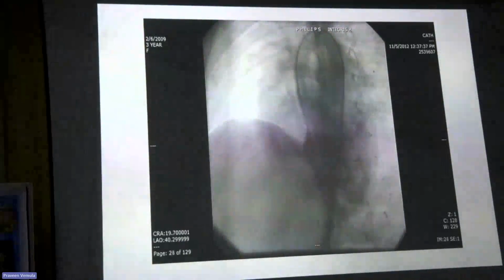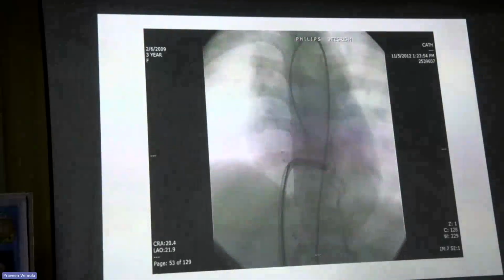You have a VSD device closure here, in which the first step is actually defining the VSD. So we have an LV angio there. It shows the VSD. Then we have passed, it's an antegrade approach. We have actually passed the device there, almost no shunt, and then released the device. You can go antegrade and you can go retrograde. Antegrade is when you go RV to LV and do the device.